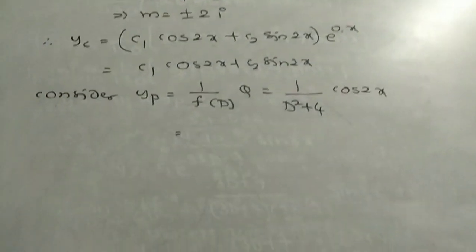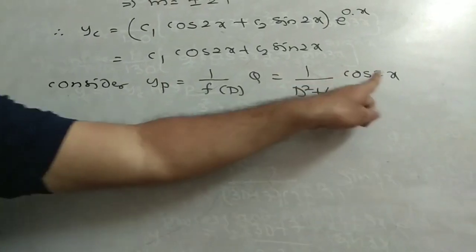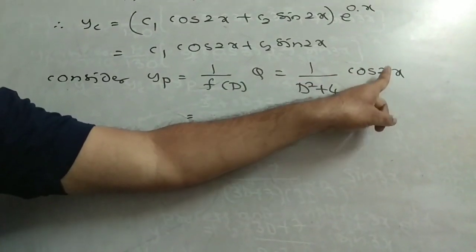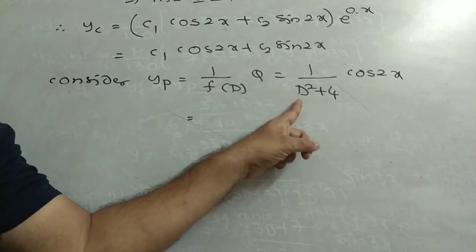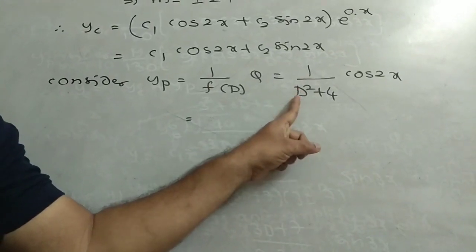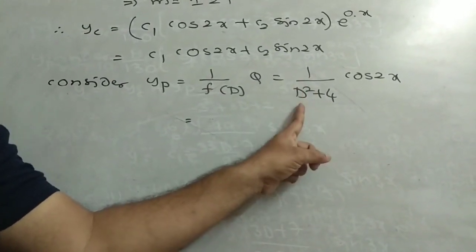Now what is the procedure? D square is replaced by minus a square. What is the a value? 2. If I write minus a square in the place of d square, minus 2 square plus 4. Are you getting 0? Yes.